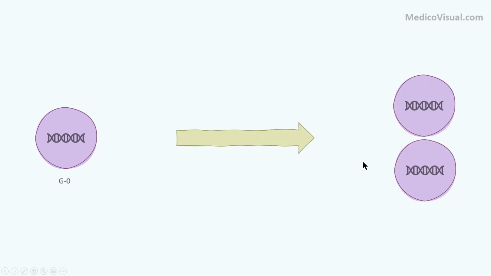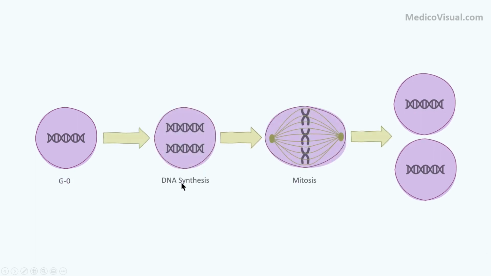It will plan to divide into daughter cells. To divide into daughter cells, it has to make a copy of its DNA. It will replicate its DNA. It will make a copy of its DNA, and then one copy of DNA will remain in one cell, and the other copy will go into the other cell.